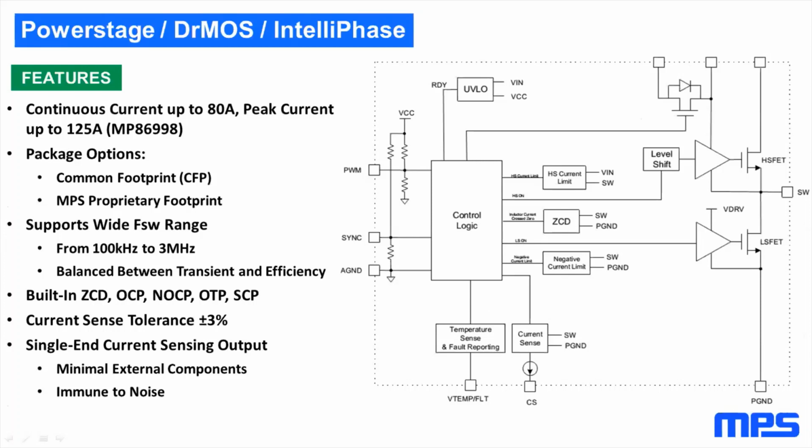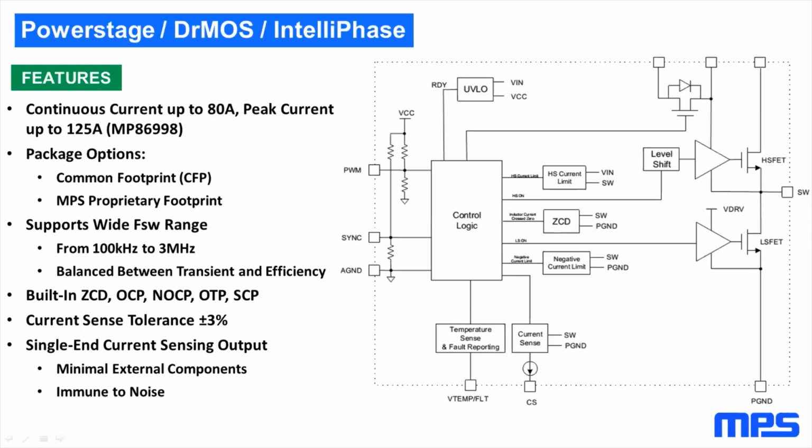Now let's have a closer look at the power stage, which MPS calls IntelliPhase. Indeed, this is a DrMOS, where 2 MOSFETs and the corresponding drivers are implemented on a monolithic die. Our power stage portfolio consists of many parts ranging from 12 to 80 amps output current capability and a maximum operating voltage from 12 to 22 volts.